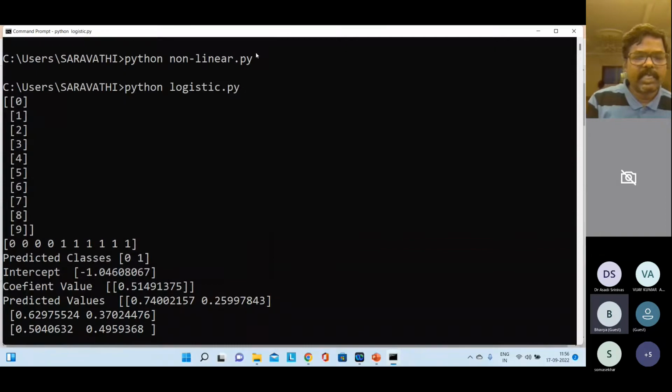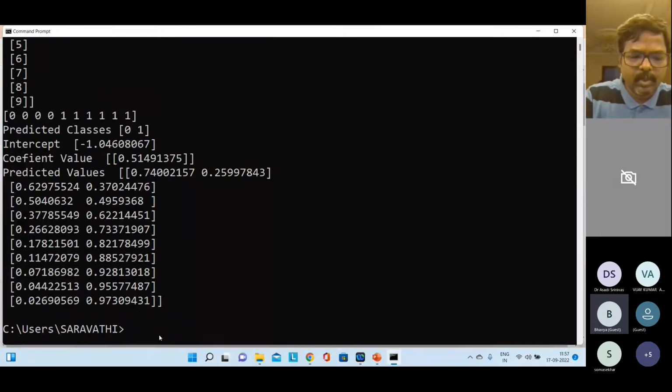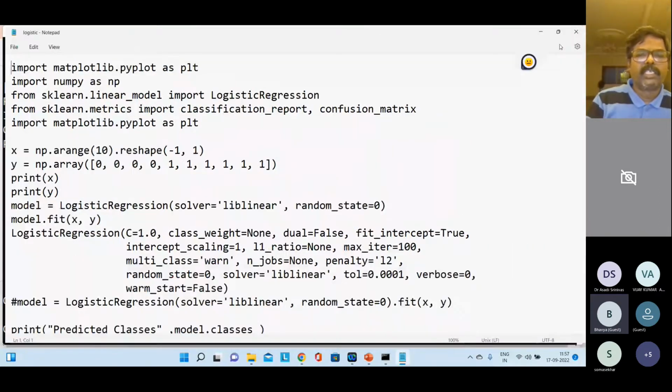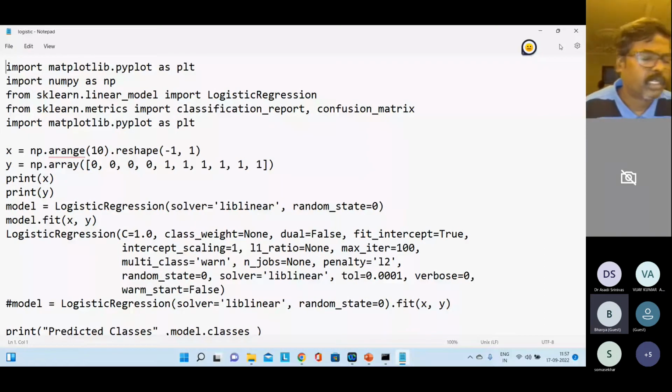Now, if you want to see the code, I am going to show you. See here, notepad, logistic regression. This is the code. I am going to share this code with the coordinator, Samson sir.